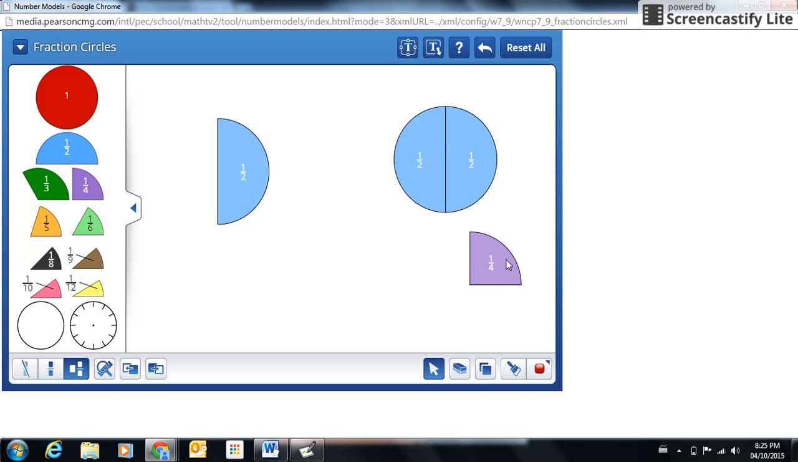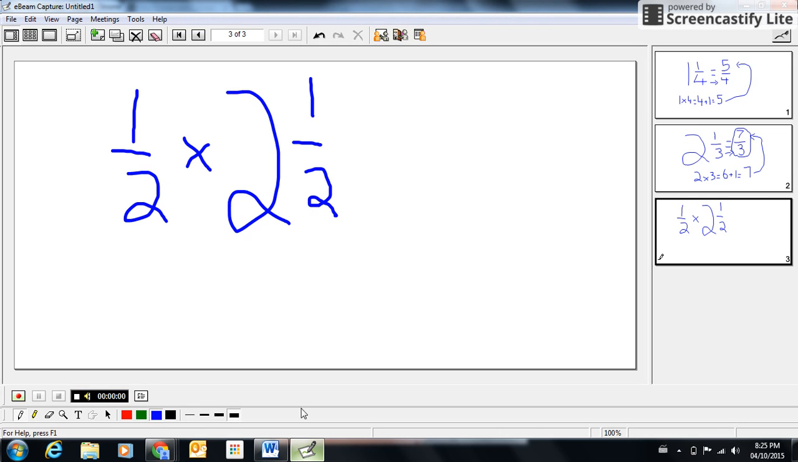So he ate 1.25. So let's go back over here and say half times 2.5 is equal to 1.25. Okay, easy enough, right? Well, what happens in this case if I don't have fraction circles on me? What do I do to solve this?